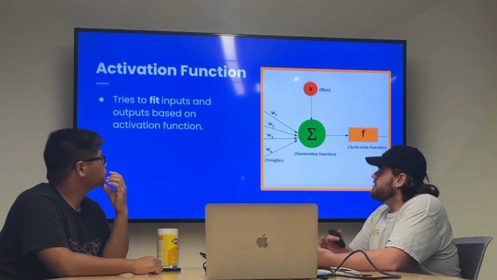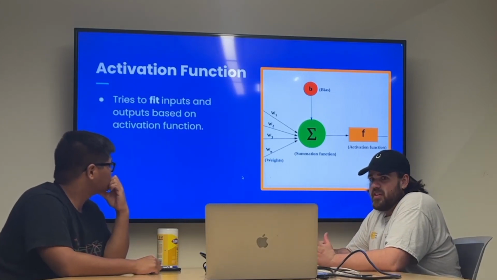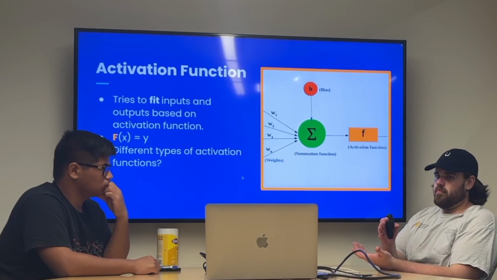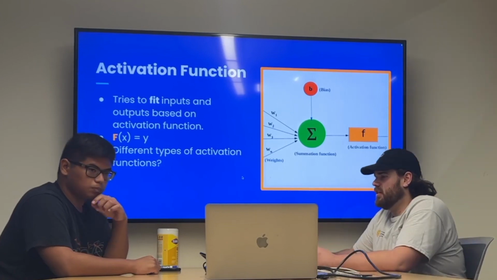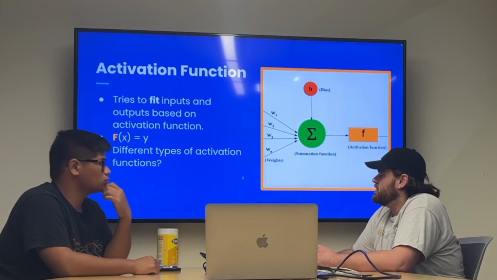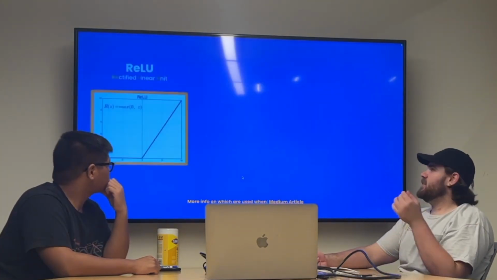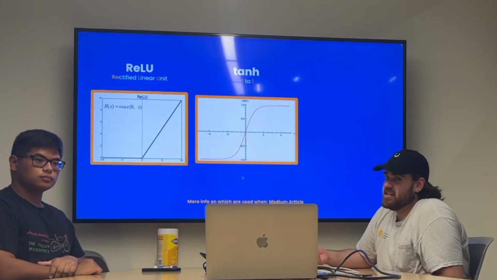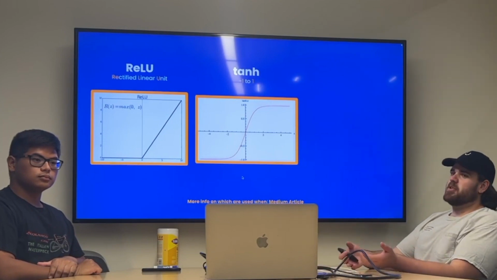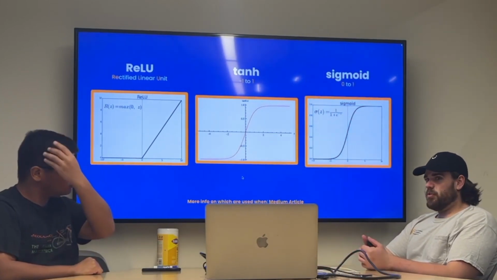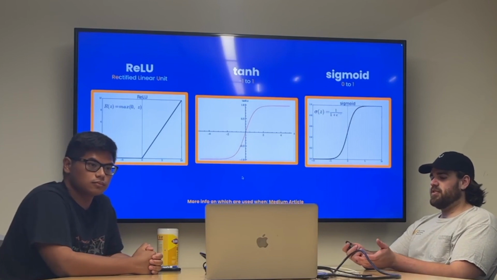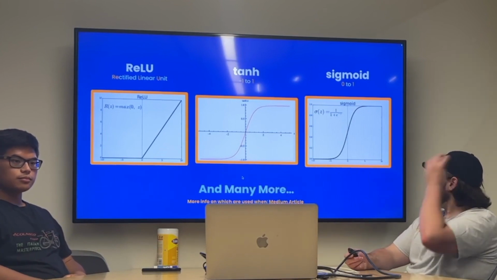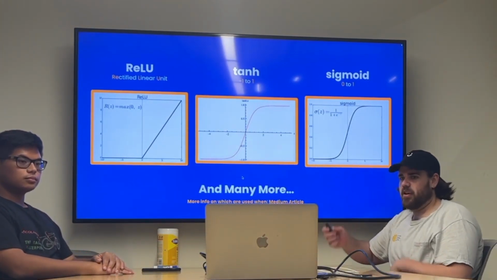The activation function tries to fit these inputs and outputs, and it's kind of like the shape of the function. This represents the actual function itself, like how the inputs are being mapped to the outputs. There are many different types of activation functions. One of the most common is ReLU, or rectified linear unit. Another one is tanh, which basically just scales numbers between -1 and 1. And the third one is a sigmoid, which basically just scales any value x into a value between 0 and 1. There are many more, and I linked a Medium article down here.